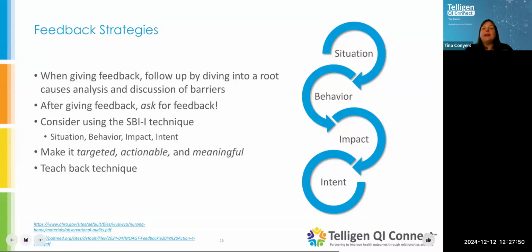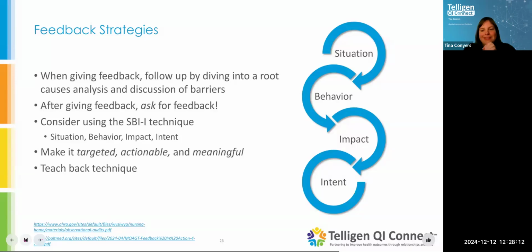For example, in a laundry room, the laundry workers were not wearing masks. And when asked why, they said, it's just too hot. It's unbearably hot with the masks on. So they upped the air conditioning. Suddenly they had better compliance with mask wearing. A lot of times it's just about asking for that root cause of a situation.